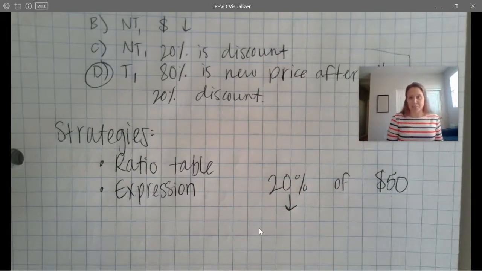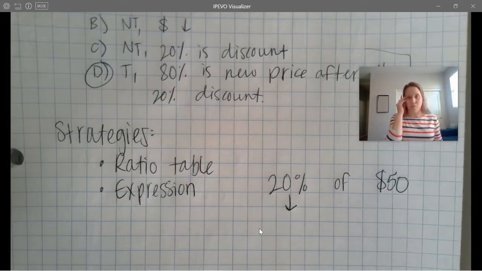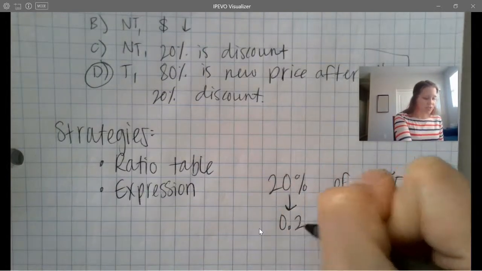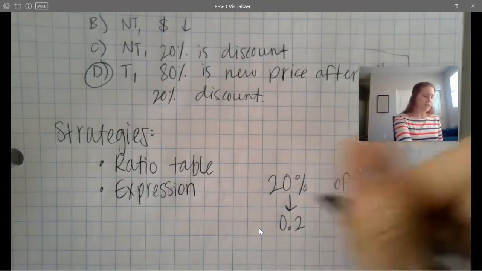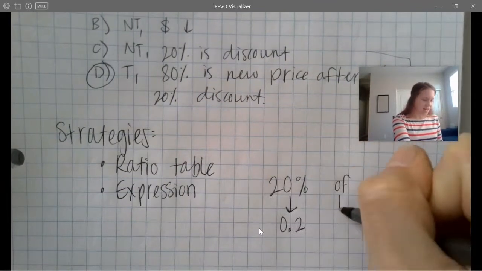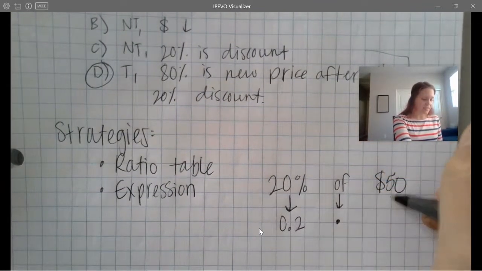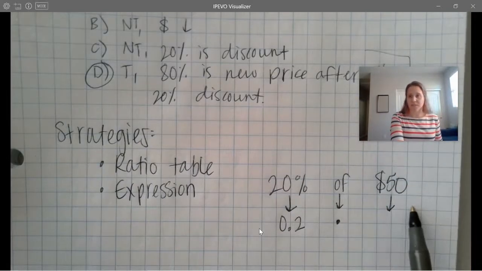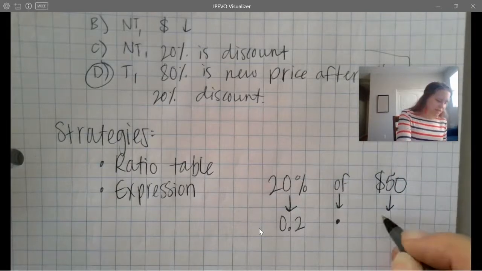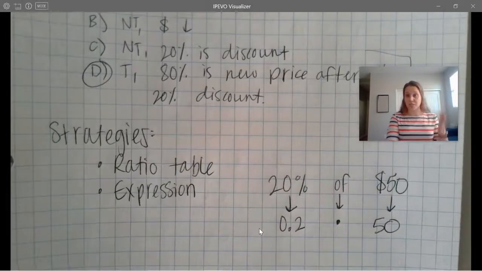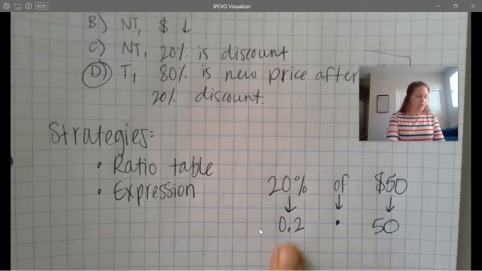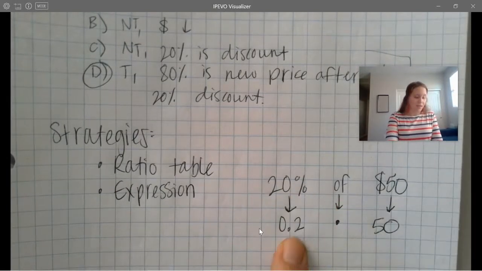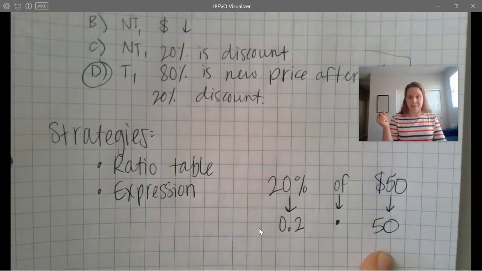When I write an expression with a percent, I always convert it to a decimal. So 20%, I can think of 20% of 1 is 0 and 2 tenths, or 0 and 20 hundredths. I just moved the decimal point 2 places to the left. Of tells me to multiply, in this case and in all these percent problems we'll do today. And 50 is my original price, my whole, or my total. That's my 100% value. So if I want to find 20% of 50, I can do 0.2 times 50, and that's going to give me my answer.